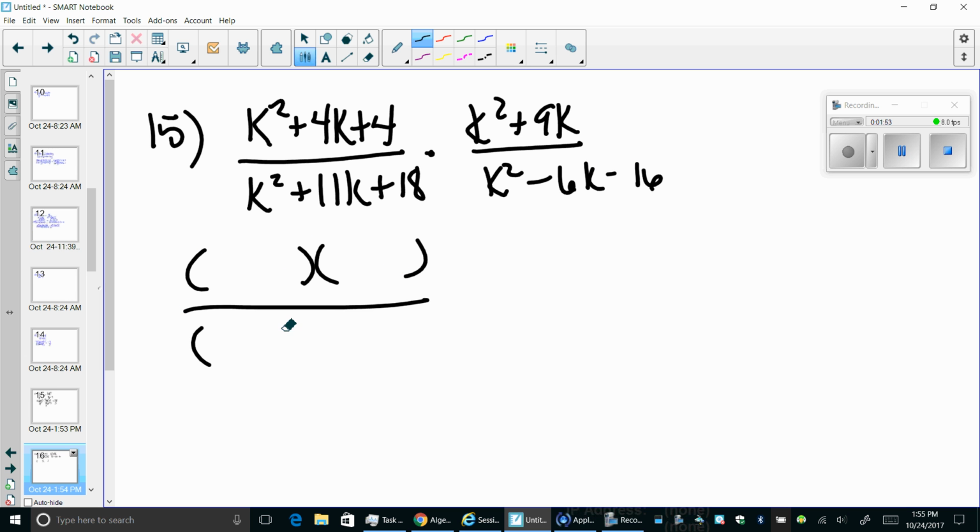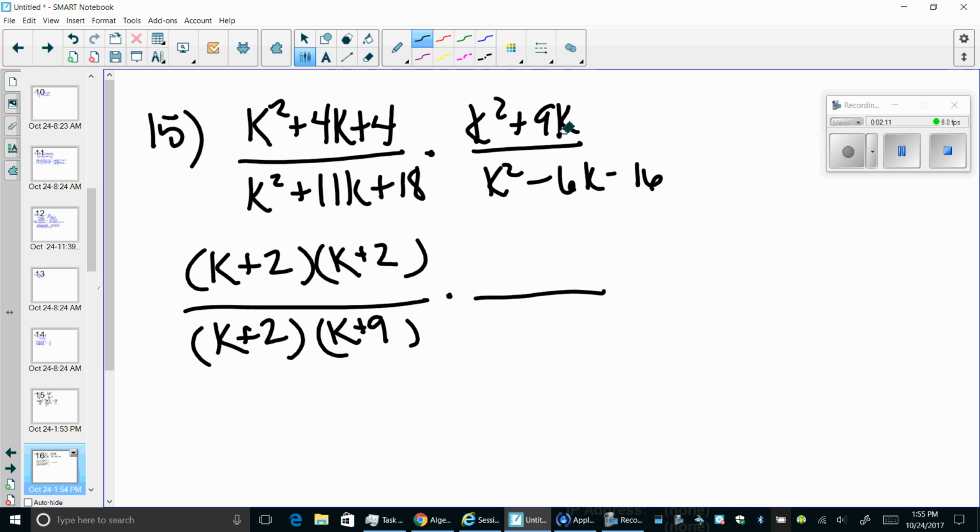All right. So on the top, I'm looking for two numbers that multiply give me 4 and add to 4, which is 2 and 2. I'm looking for two numbers that multiply give me 18 and add to 11, which would be 2 and 9. Here I have a GCF, it's k times (k plus 9). And then here on the bottom, I'm looking for two numbers that multiply give me negative 16 and add to give me a negative 6. That'd be negative 8 and positive 2.